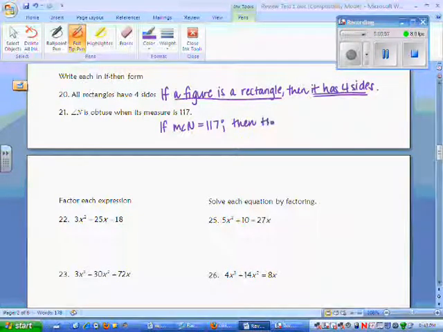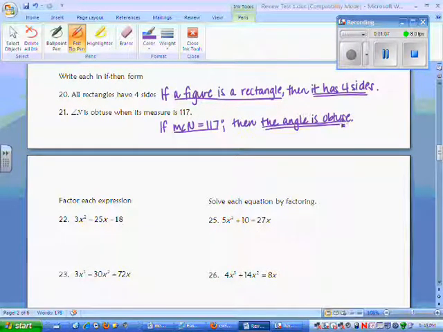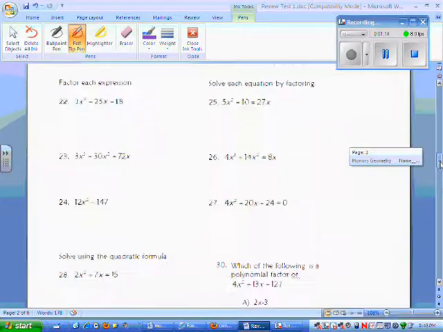then the angle is obtuse. Again, hypothesis is after the if, and the angle is obtuse is the part after the then, which is the conclusion. Alright, moving on to factoring.